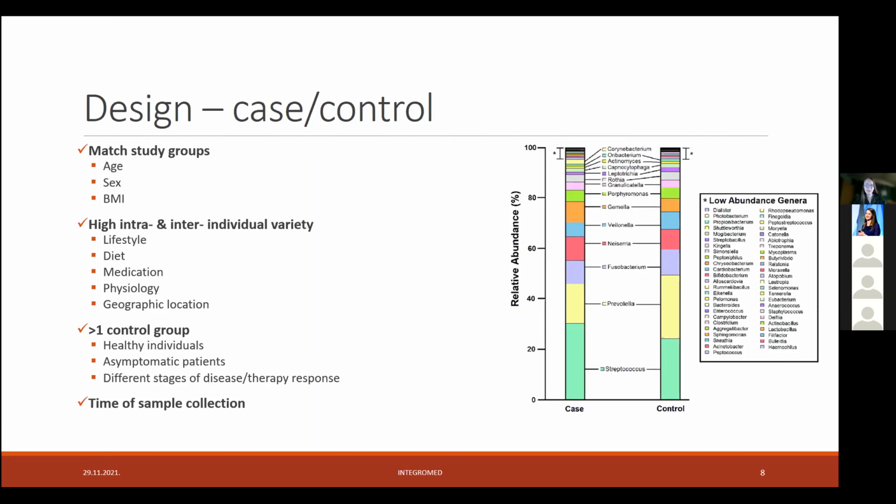And if we would, for example, collect cases in the summer and controls in winter, we would see just some differences because of the seasonal effect during the sample collection. So that should be taken into account as well. So I don't know, the best could be collect both.